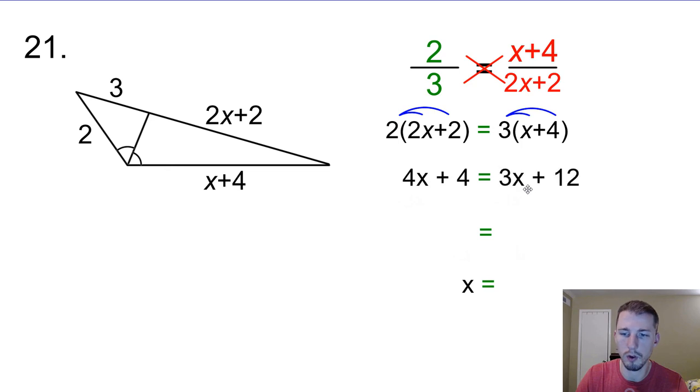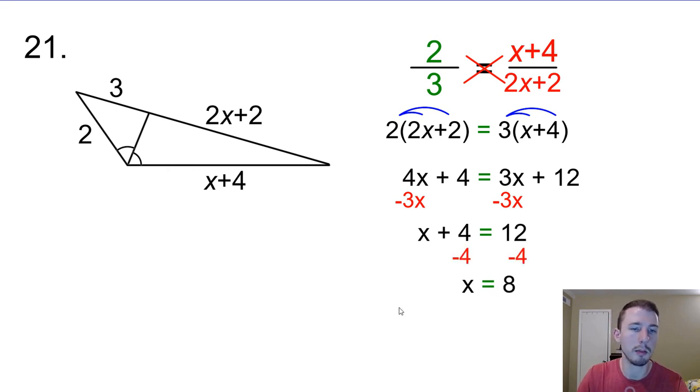Then subtract 3x from both sides, leaving us with x plus 4 is equal to 12. Then subtract 4 from both sides, so x is equal to 8. Not that big of a deal. And in case you're curious, if we plug that in, that would give us 12 over here, and then 16 plus 2, which is going to be 18. So 12 and 18 reduces, taking out a factor of 6, to be 2/3 as well. So yes, that's true.